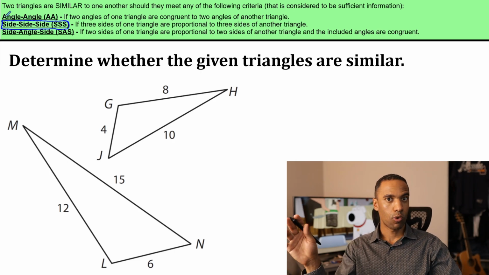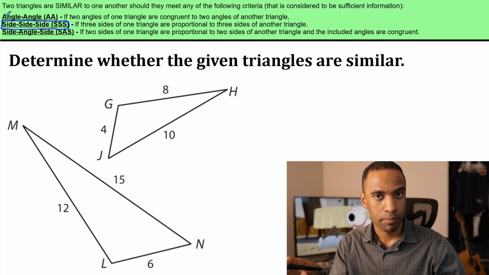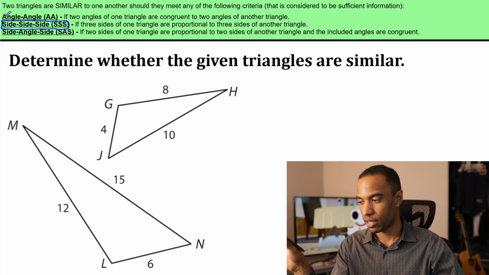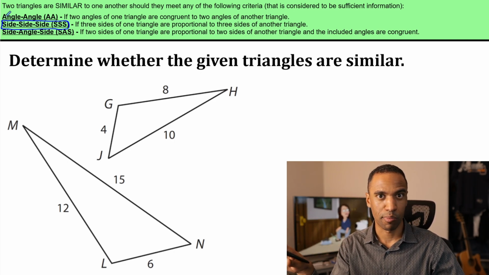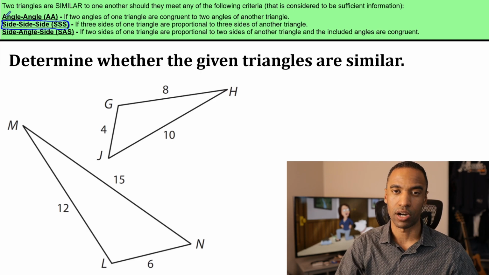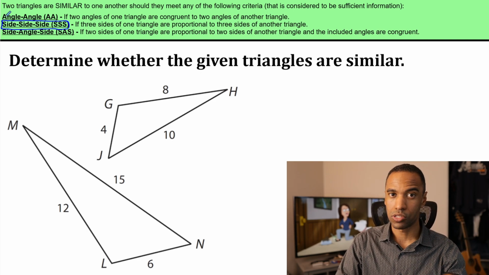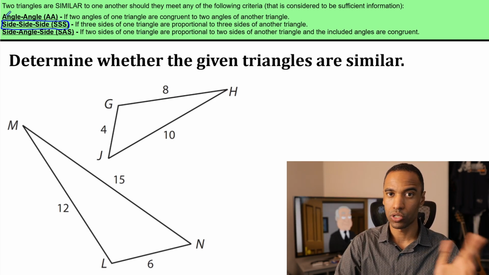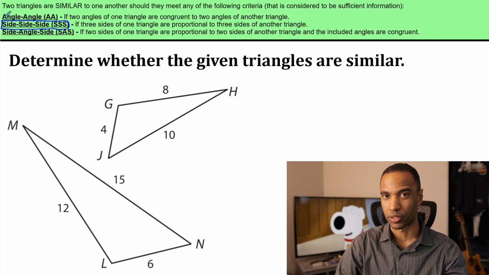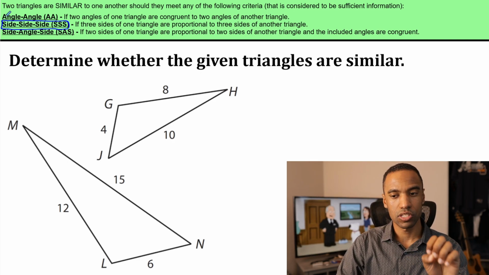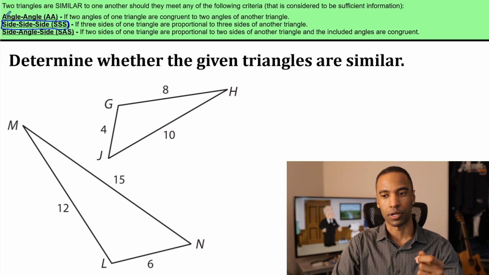Now, just like we did with other shapes and objects, we tested the proportionality of these, and we had to see if all sides were proportional. On top of that, we had to see that all angles are congruent. With triangles, if you find out all three sides are proportional, you're good. Triangles are similar.